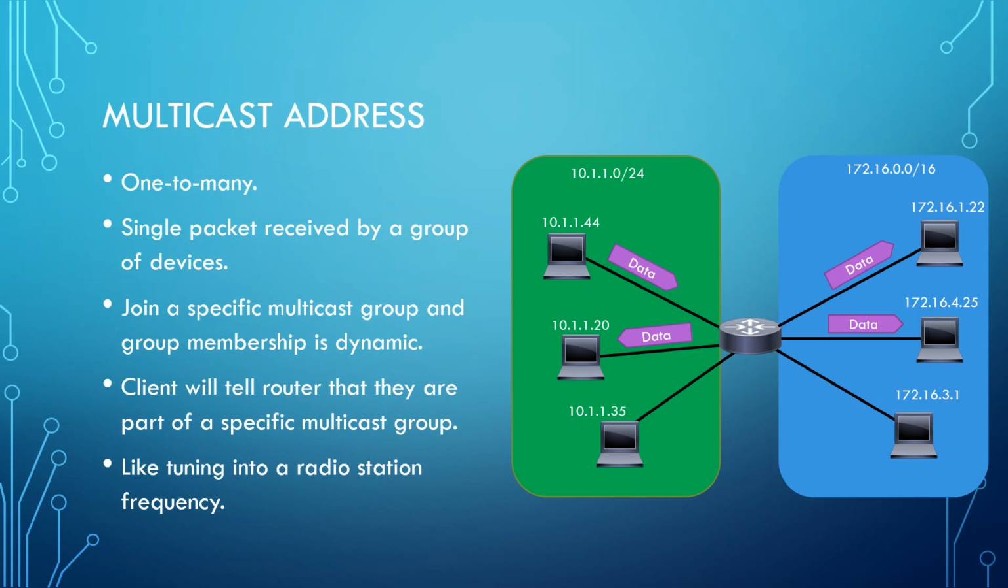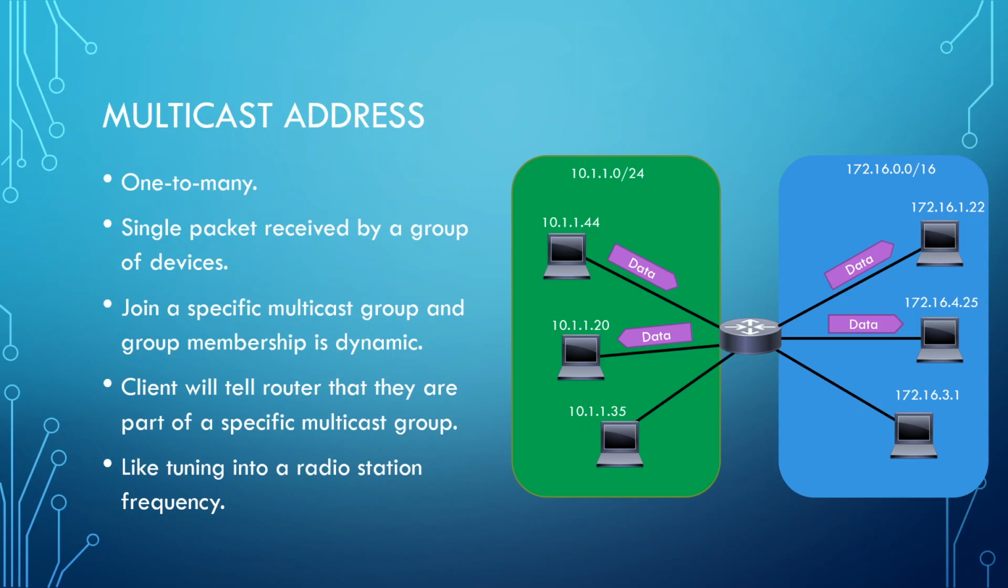Now, the next type of IP address we have is called the multicast address. Now, the multicast address is known as one-to-many. Essentially, it allows a device to generate one packet and then deliver that one packet to multiple hosts, multiple devices. And so the way that this actually works is that these devices are going to be joining a multicast group. This multicast group has been assigned a specific IP address.